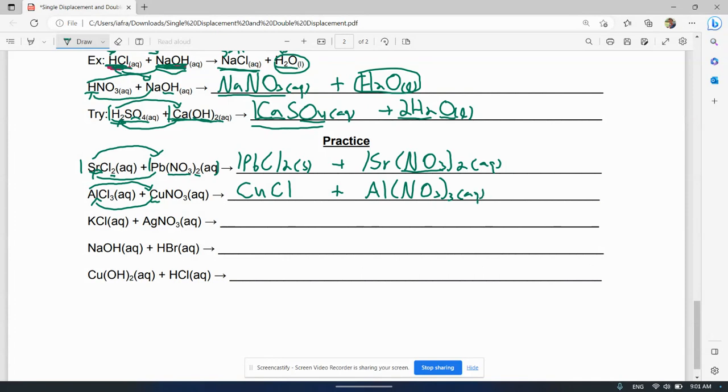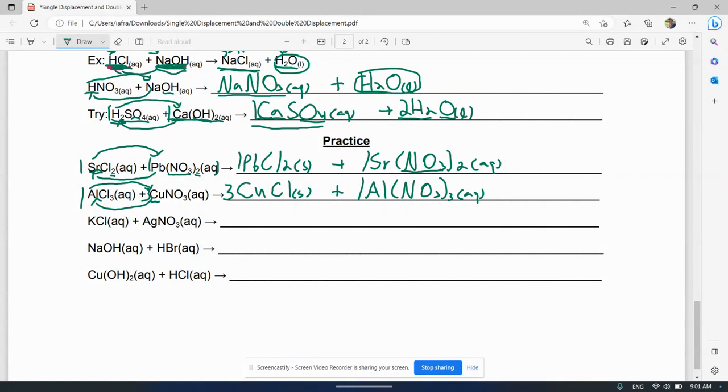Remember, nitrates are aqueous, and the other one must be solid. And then you could try to balance it afterwards. So it looks like we'll need a 3 over here. It looks like we'll need a 3 over here. And now it is balanced.